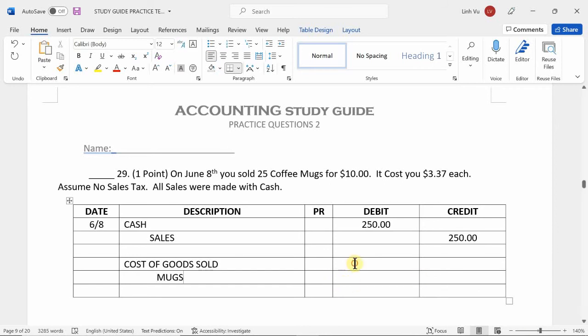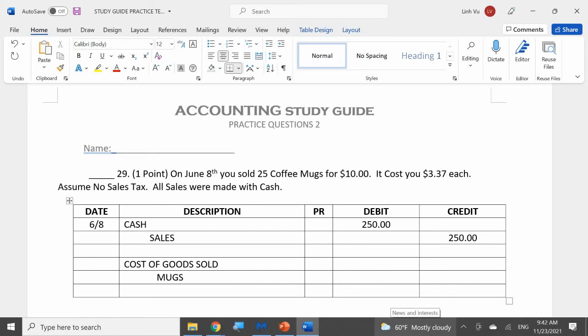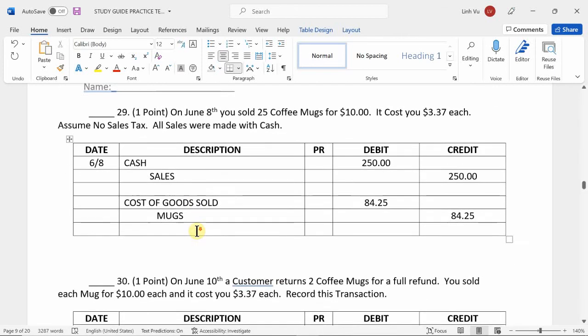So if it costs me $3.37 each, how much is it going to cost me to sell 25 of those mugs? $84.25. Okay. Good.